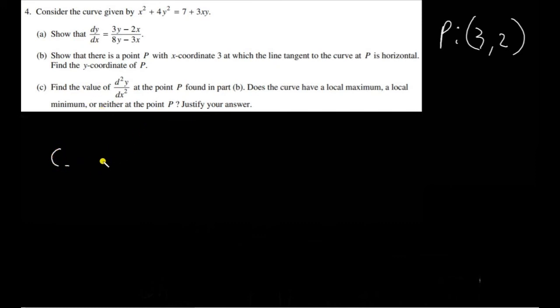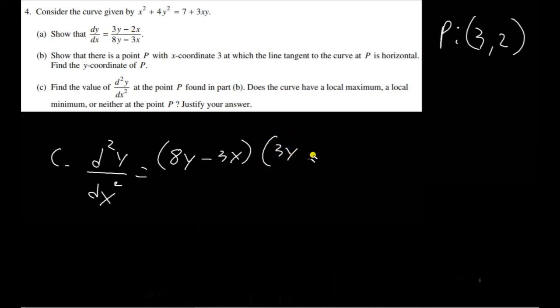Okay, so to find the second derivative, we're going to use the quotient rule here since we have something on the top and something on the bottom. So we'll have the bottom times the derivative of the top. So 8y minus 3x times the derivative of the top. The derivative of the top is... oh wait, no, it's not 3y. It's 3 dy dx.